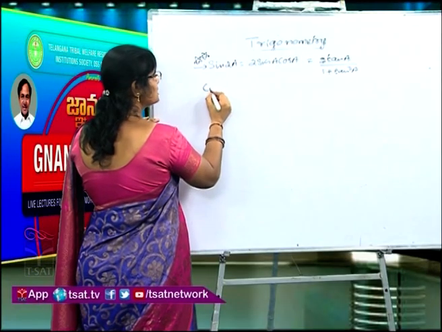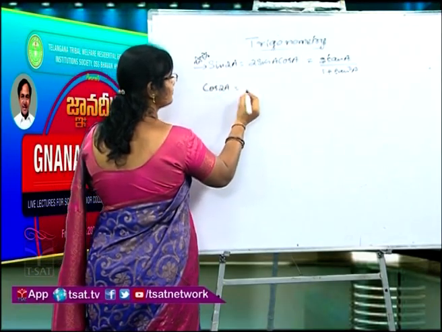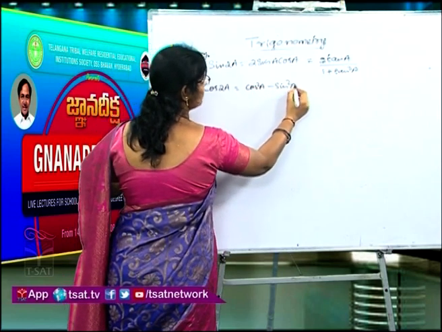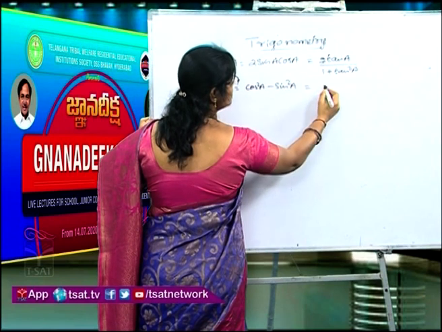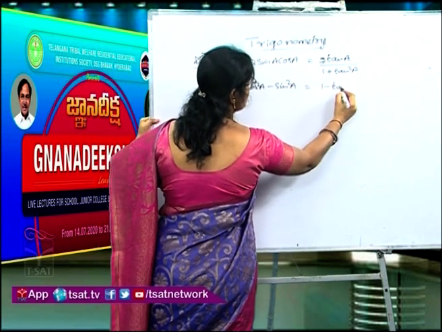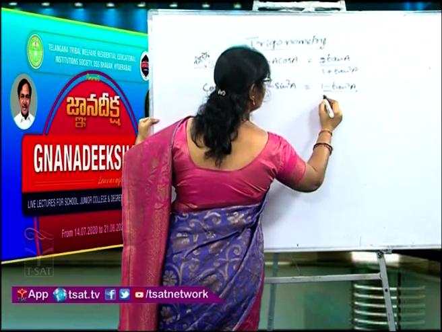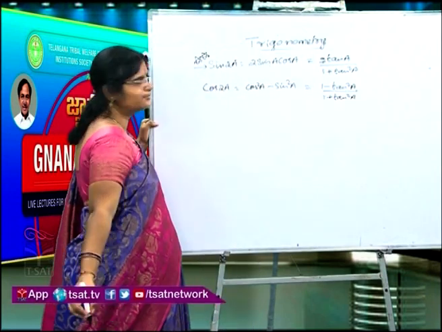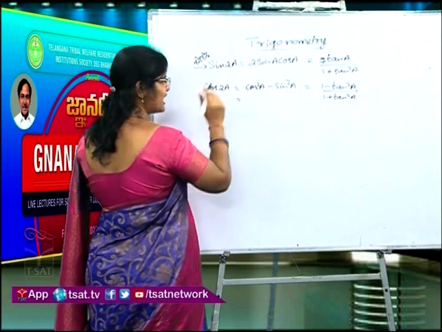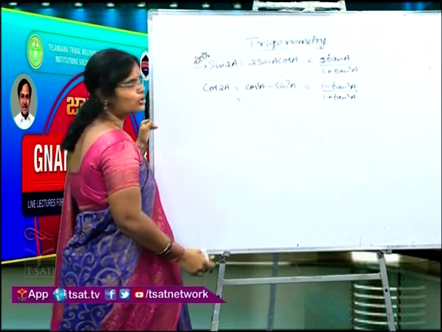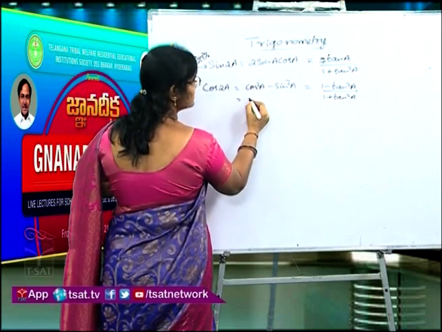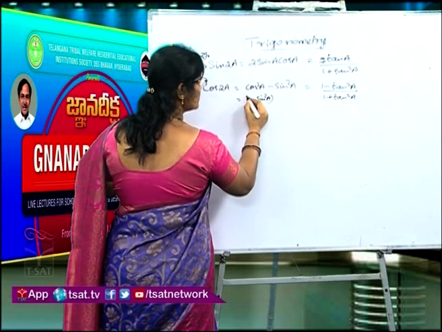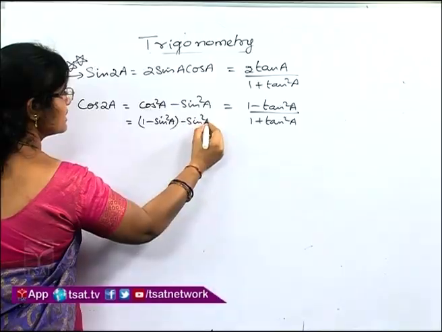If you take cos 2A, it is cos square A minus sin square A, and if you write it in terms of tan, it is 1 minus tan square A by 1 plus tan square A. Okay, children? But another two formulas are also there for cos. If we convert cos in terms of sin, it is 1 minus sin square A minus sin square A.